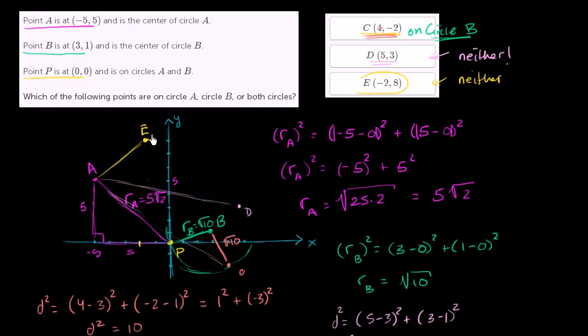But we can verify this on our own if we like. We can just find the distance between these 2 points. Our distance squared is going to be our change in x's. So negative 2 minus negative 5 squared, plus our change in y. So it's 8 minus 5 squared. And so our distance squared is going to be equal to negative 2 minus negative 5. That's negative 2 plus 5. So that's going to be 3 squared plus 3 squared.